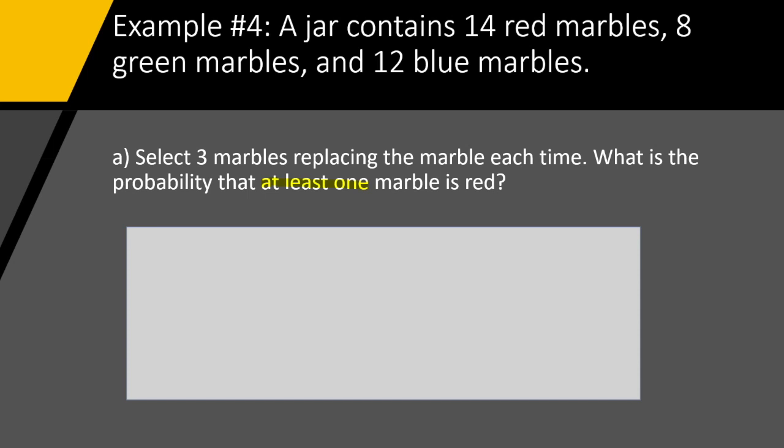But I wanted to give you a little hint. If you see a problem that is asking you for at least 1, think about that. The probability of at least 1, the opposite of that, if you will, is the probability of none. So we can use the complement here. If I can find the probability of getting no red marbles, then I can subtract that probability from 1 to get my at least 1 red marble probability.